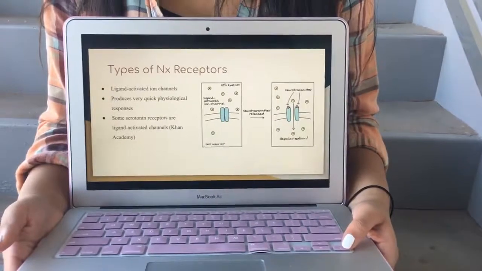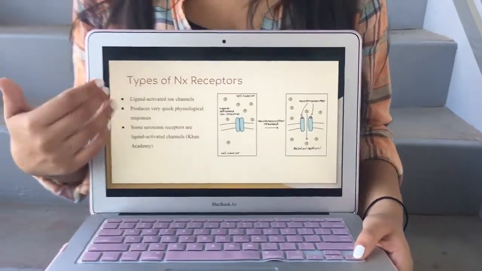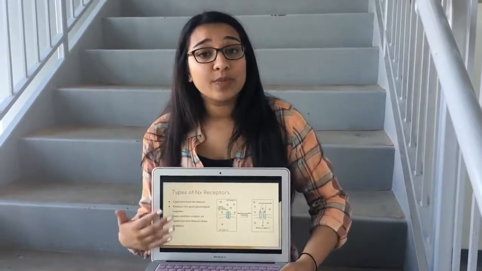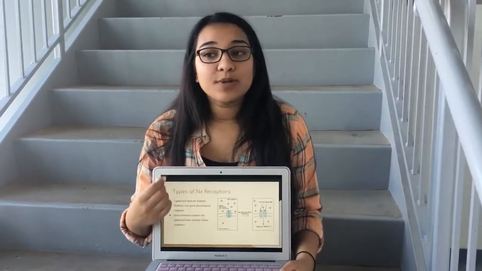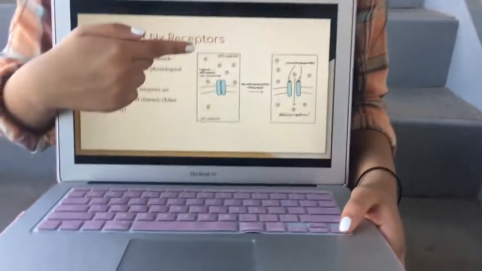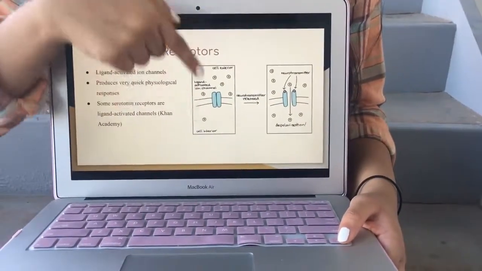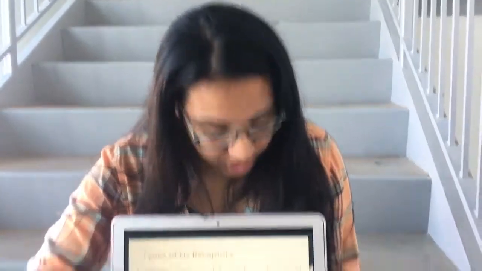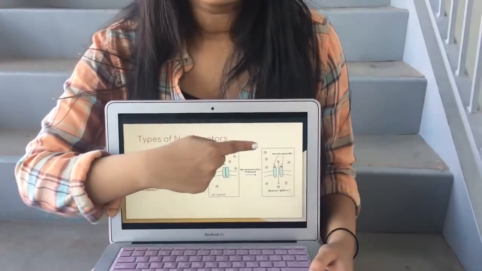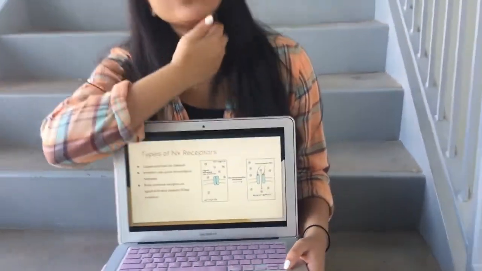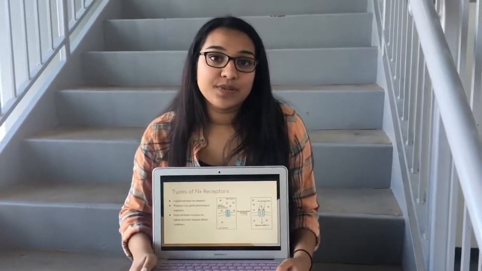So a type of neurotransmitter receptor is a ligand-activated ion channel, and this produces a very quick physiological response, because from the moment a neurotransmitter binds, as you can see, ions will be released, so current will start to flow. The minute the neurotransmitter detaches, the current will stop and ions will stop flowing, therefore depolarization will occur. So some serotonin receptors are ligand-activated channels.